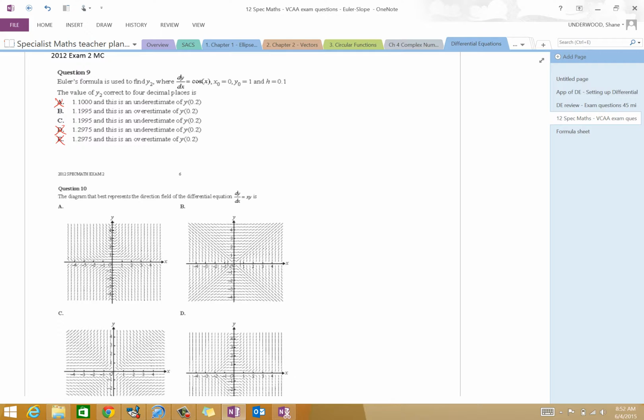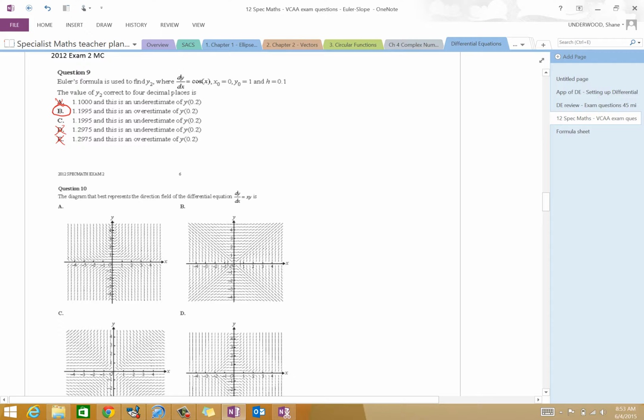We're talking about the derivative of cos x, which is minus sin x, is that right? Yeah. So what does a minus sin x graph look like at x equals 0.2? It will be negative. Yep. So it's actually decreasing. So the estimate will be over, I think. Do you agree with that? Makes sense. So it's an overestimate? Yeah. I agree with that. Well done. Very good.